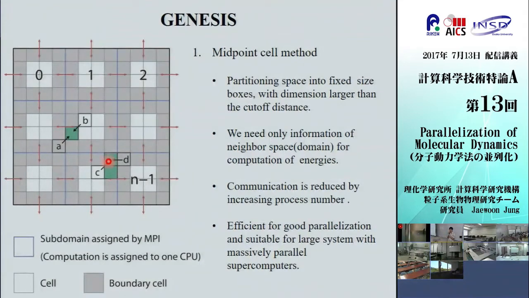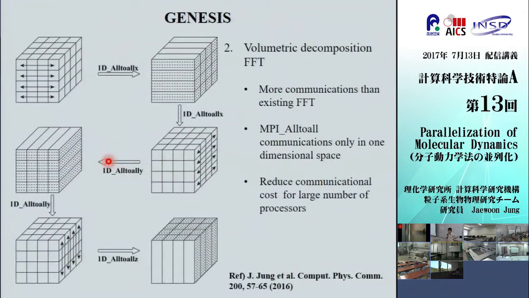As well as the real space midpoint cell method for real space interaction, we also consider a different kind of parallelization scheme for FFT, where now we use volumetric decomposition FFT. So if they are here, assume 64 processors, then each processor has data in each sub-cubic cell.